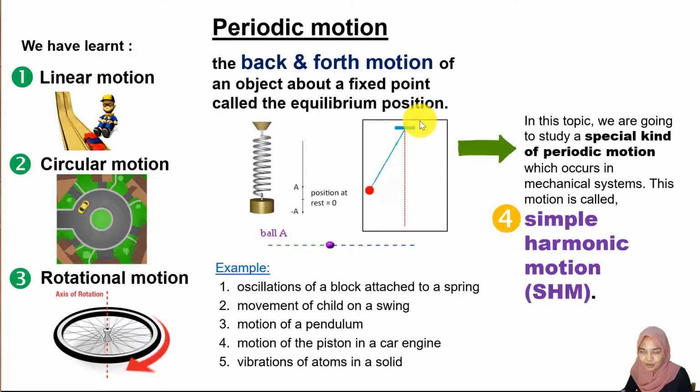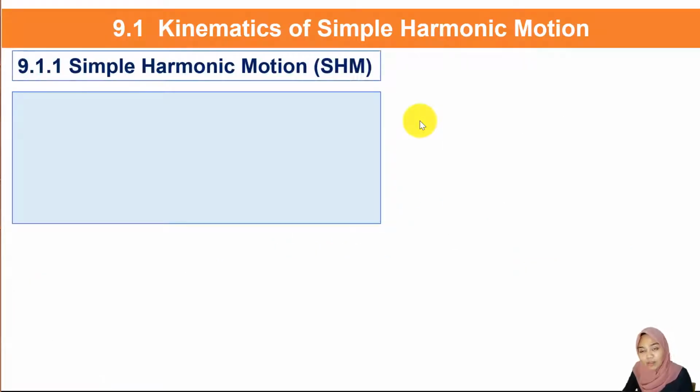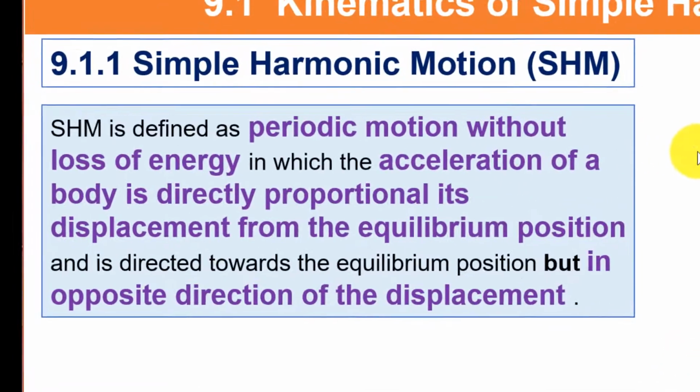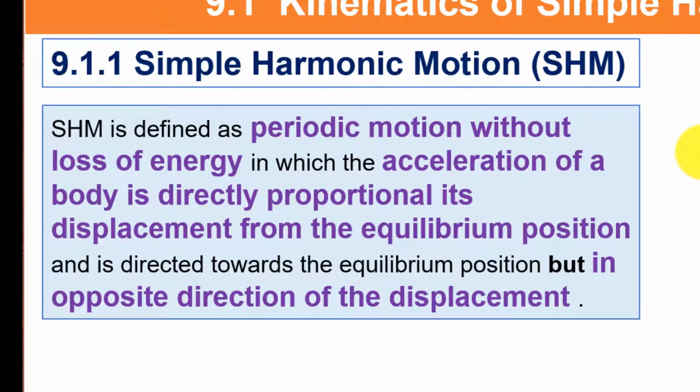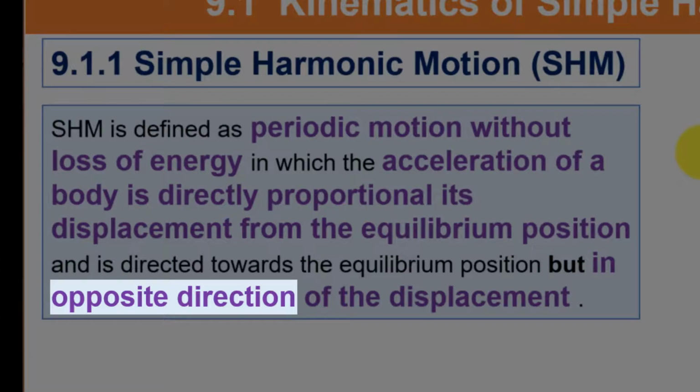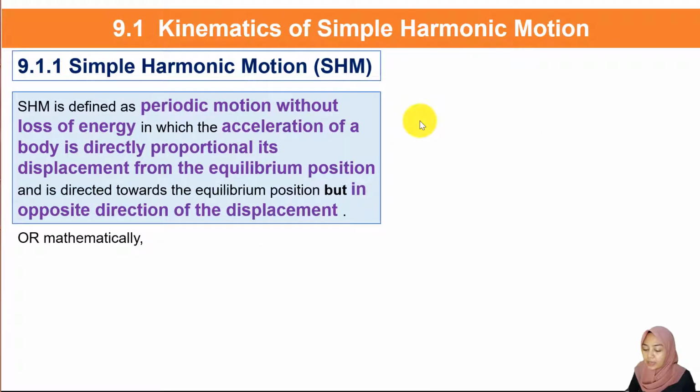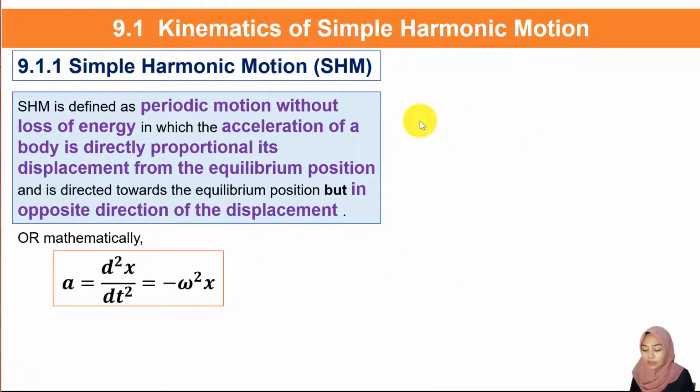In this topic, we're going to study a special kind of periodic motion, and that is simple harmonic motion. SHM is defined as a periodic motion without loss of energy, in which the acceleration of the body is directly proportional to the displacement from the equilibrium position and is directed towards the equilibrium position, in the opposite direction of the displacement. So you can see that the acceleration is equal to negative omega squared x.